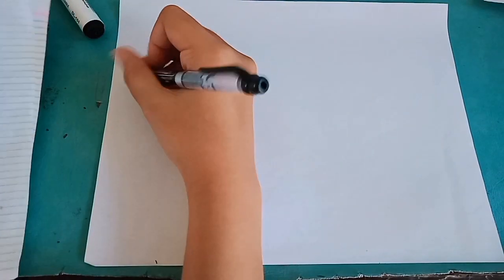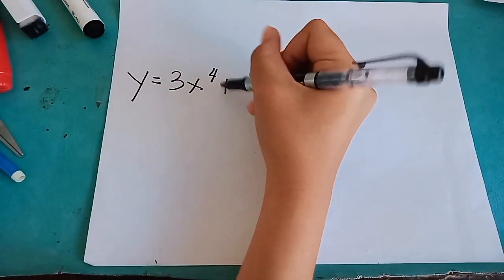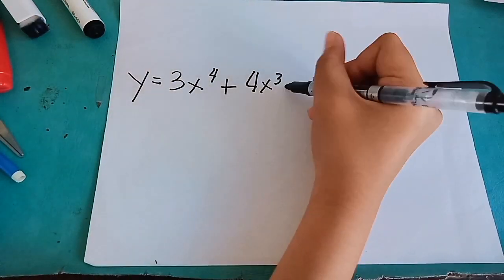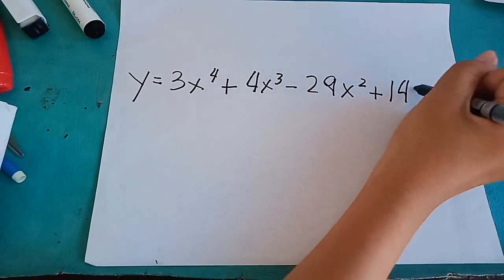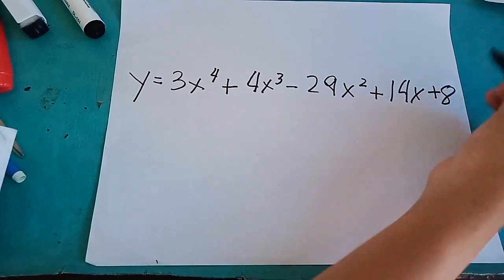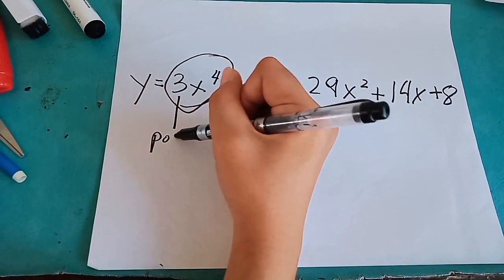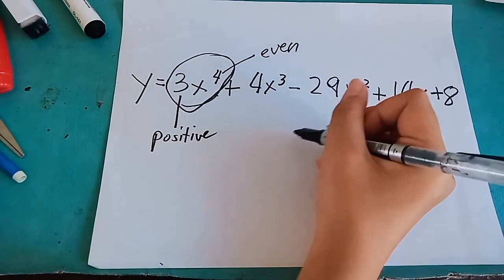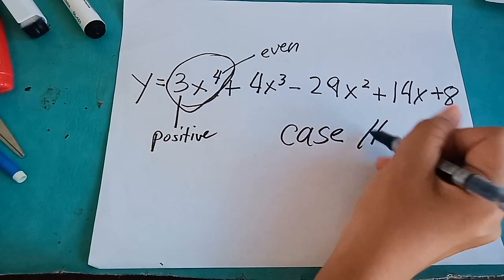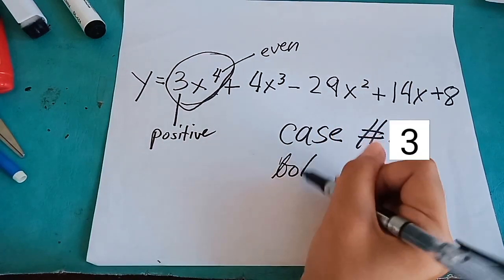So the leading coefficient test. Since our given is already in the standard form, we can easily identify our leading coefficient. So our leading term is 3x raised to 4. So positive coefficient and even degree. So case number 4, it is both rising.